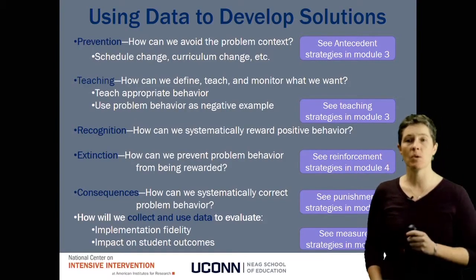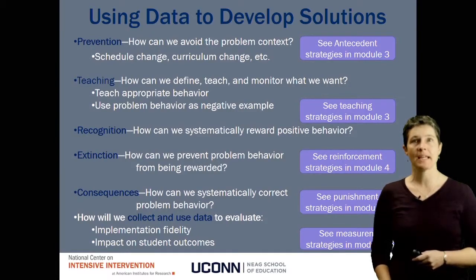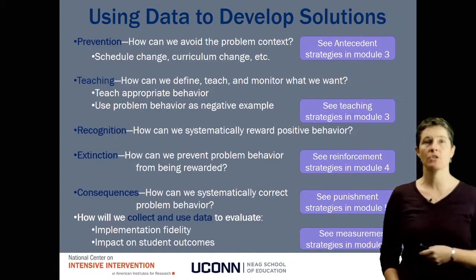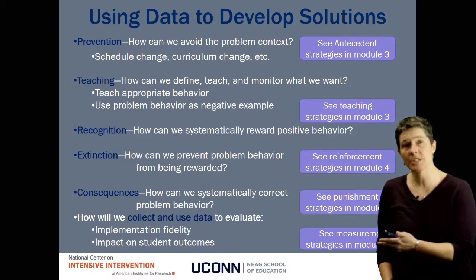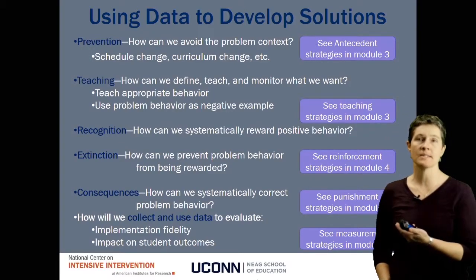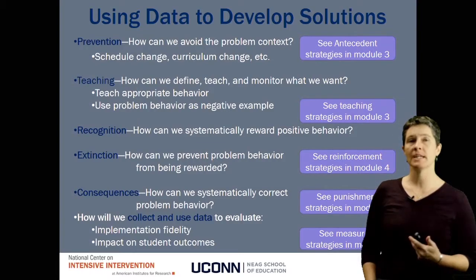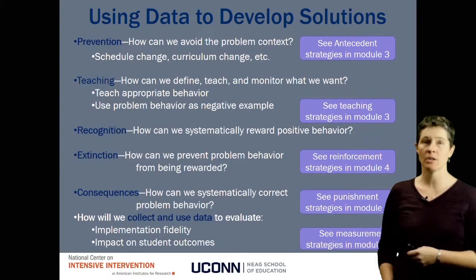Next, we're going to think about what we need to teach. What are the things that the students need to know how to do instead? How do we define and teach and monitor those expectations? That means teaching the appropriate behavior, and also teaching the kids that what they're currently engaging in is not appropriate behavior. Let them know that it is inappropriate behavior and let them know what they need to do instead. So go back to those teaching strategies that we talked about also in Module 3.